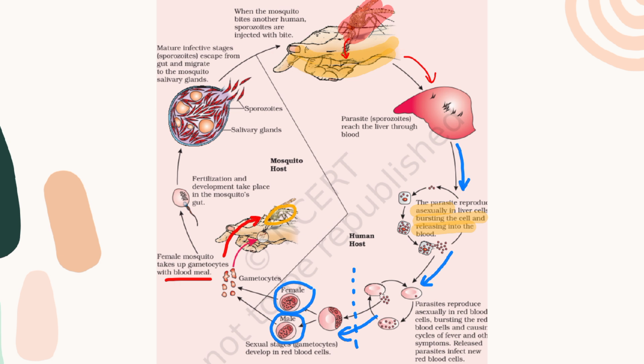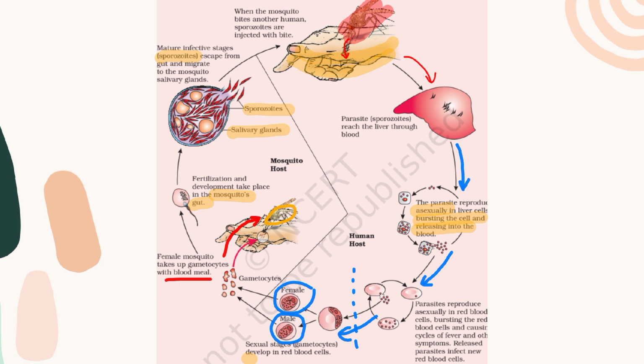These gametocytes, that is the male and female gametes present separately, fertilize in the mosquito's gut, and development of the zygote takes place in the mosquito's gut. This was a previous year question. Now this zygote matures into an infective stage, once again called a sporozoite, which migrates from the gut of the mosquito to its salivary gland. These sporozoites are now present in the salivary gland of the infected mosquito.